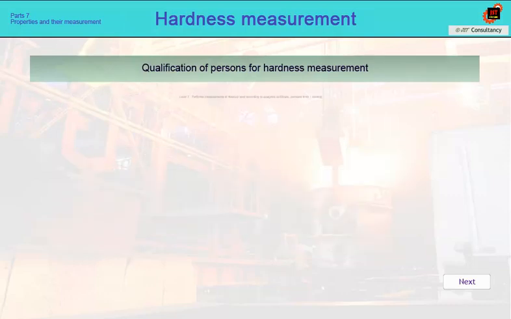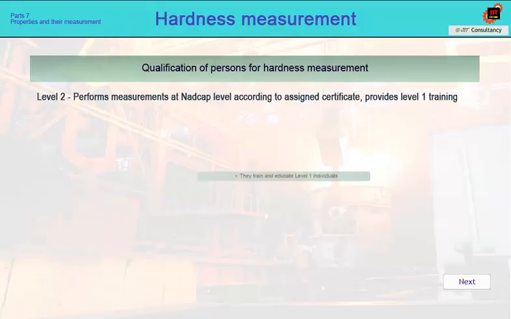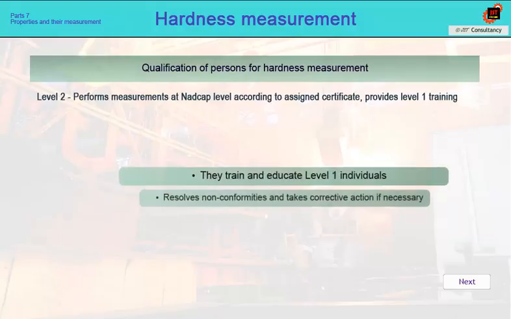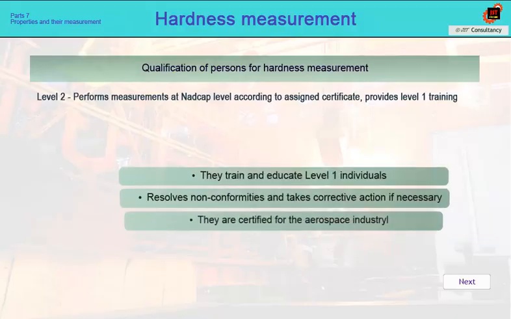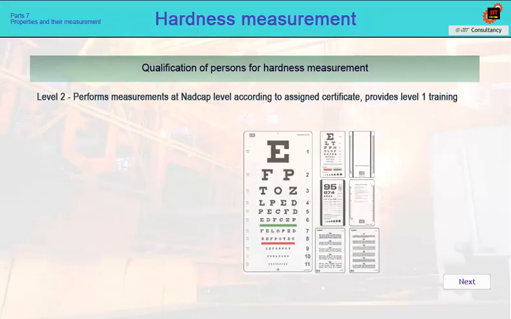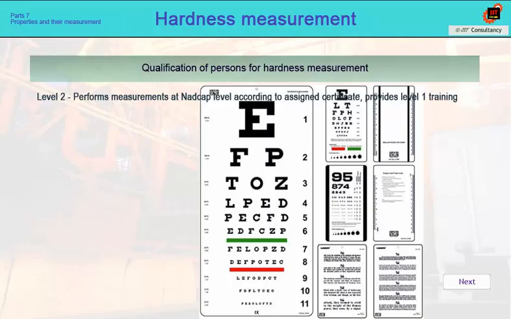Level 2 personnel are persons who can train Level 1 personnel, are able to resolve nonconformities, and have, where appropriate, certification for the aerospace industry. In addition, both of these categories must undergo a medically certified vision test once a year. This is carried out according to the Jaeger Test Table Number 1, in Times New Roman N4 font, from a distance of 30 centimeters, and at least one eye must meet these parameters.